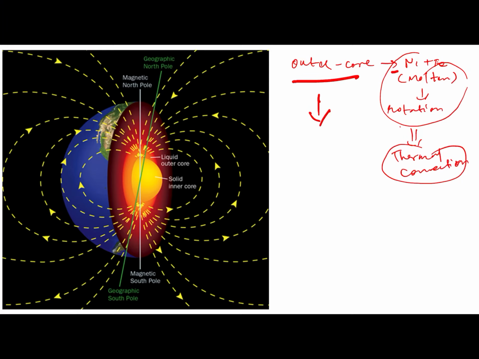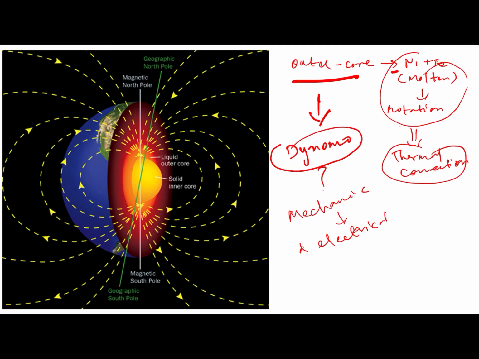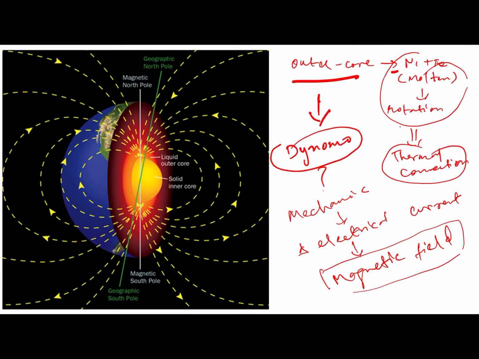Because of all this, the nickel and iron will attain a dynamo type behavior. What does a dynamo do? A dynamo converts mechanical energy into electrical energy, and this fluctuating electric current will produce a magnetic field by Faraday's law. That's why we say the Earth behaves like a bar magnet. Every magnet has two poles, one called the North Pole and the second called the South Pole, and the imaginary line joining both magnetic poles is called the magnetic axis.